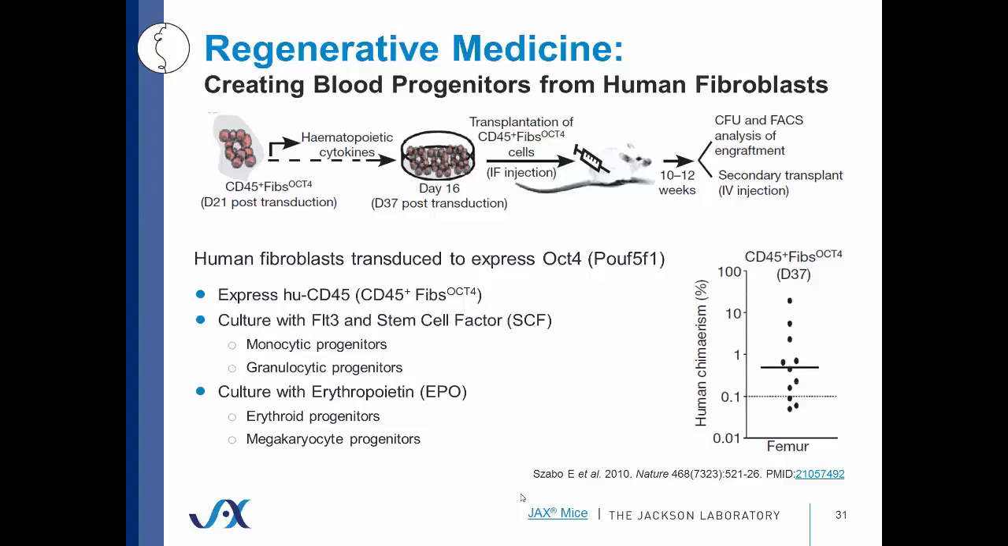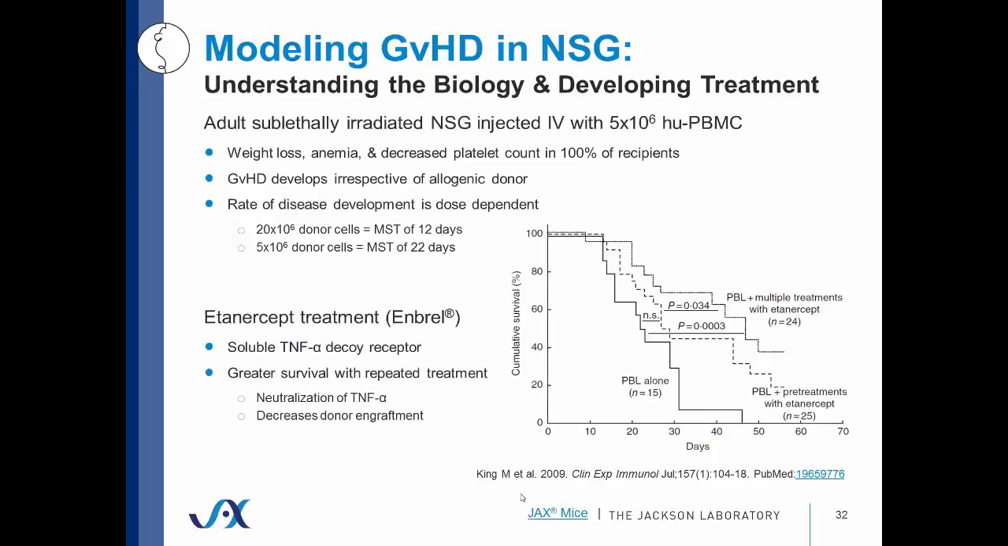NSG mice have also proven to be an excellent platform for studying graft versus host disease. And the easiest way to do this is to simply transplant human peripheral blood mononuclear cells into these mice. The classic symptoms for knowing that the mice are experiencing GVHD are significant weight loss, anemia, decreased platelet count, etc. Essentially, they develop a severe wasting disease, and this can be generated in 100% of the recipients. So essentially, it does not matter which donor you obtain these cells from. Obviously, these cells are going to be xenogeneic in terms of recognizing the host as non-self.